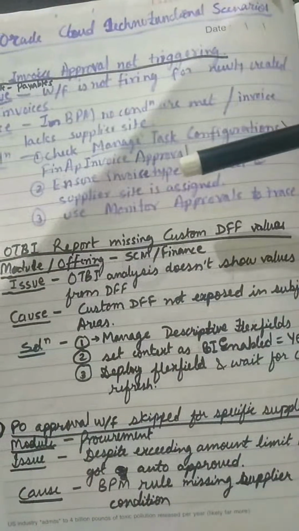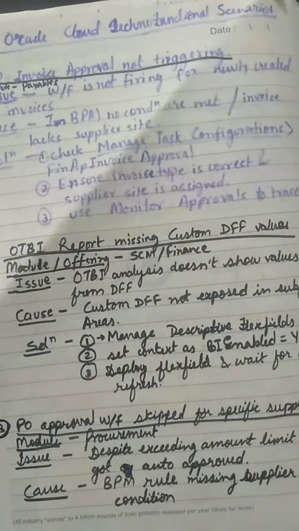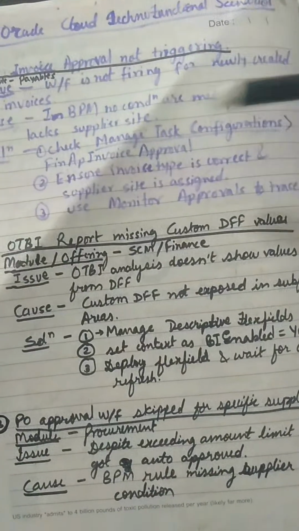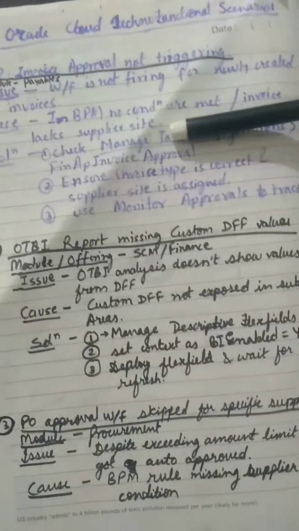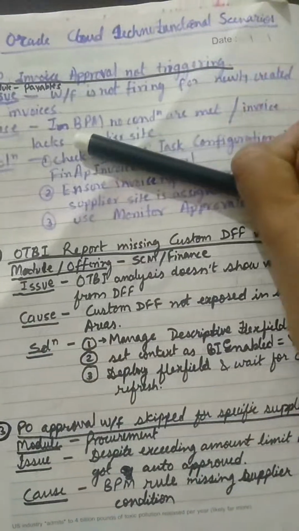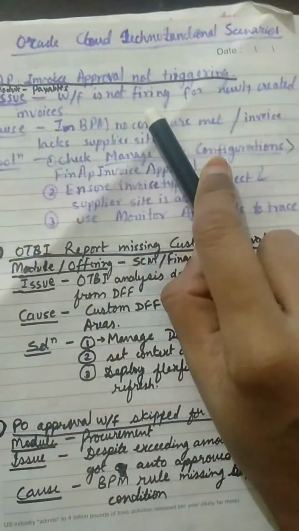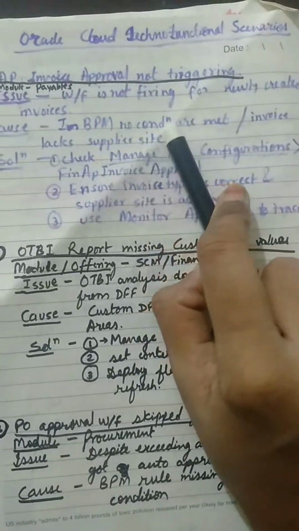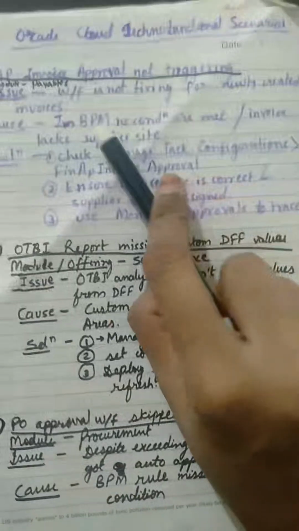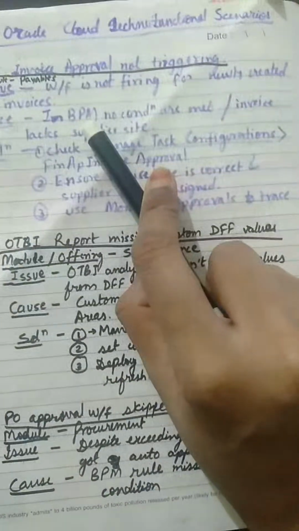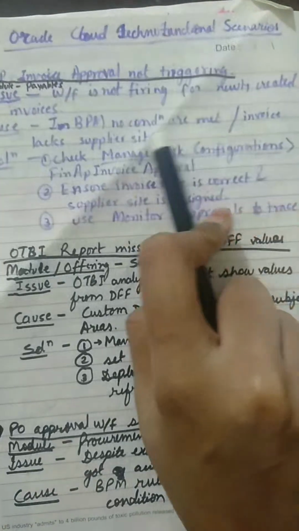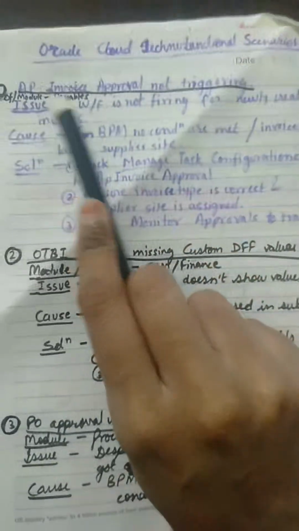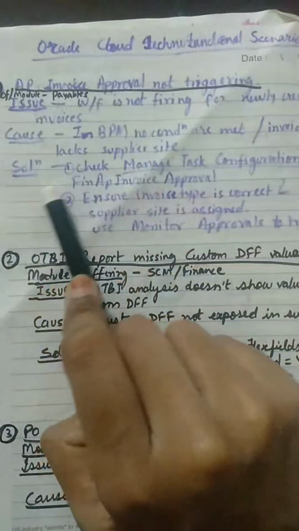So the cause is either that no conditions are met in business process management, or another cause could be that the invoice lacks the supplier site information. For this workflow to fire for newly created invoices, there should be some conditions or criteria written in business process management. Or if the invoice is lacking the supplier site, then also you won't have AP invoice approval. Okay, so what is the solution for this?